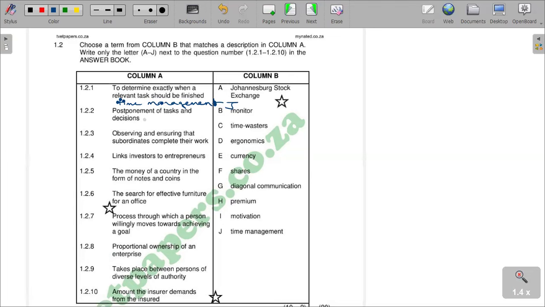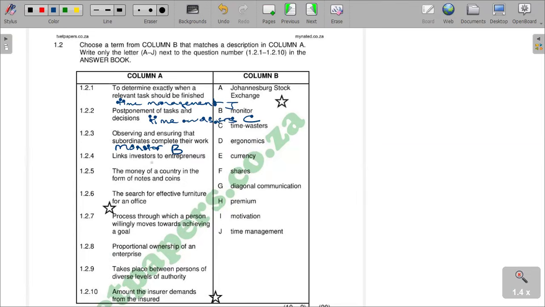1.22, postponement of tasks and decisions. That's what we call time wasters, which is C. 1.23, observing and ensuring that subordinates complete their task. That's what you call monitoring. When you monitor, which is B. Let's go to 1.24.